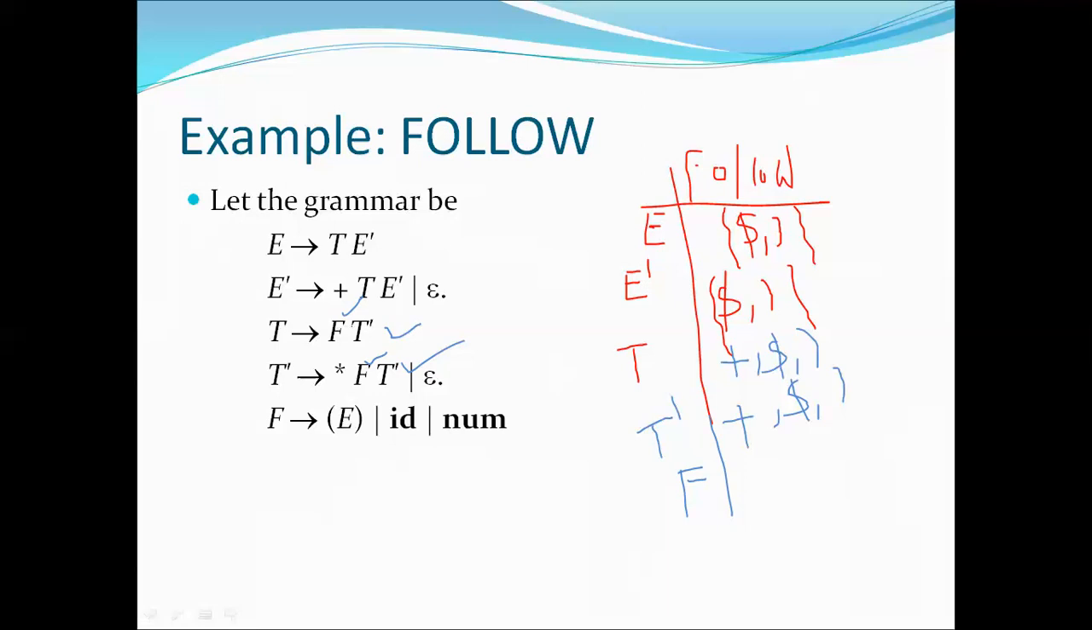First of all, F is following T dash, so include the first of T dash. What is the first of T dash? We can check it with the table also, or find it directly: star and epsilon. Don't include epsilon, only star we need to put. Epsilon we substitute and it will vanish. So F is following nothing, so include the follow of T. What is the follow of T? Plus, dollar and closing bracket, according to this rule.